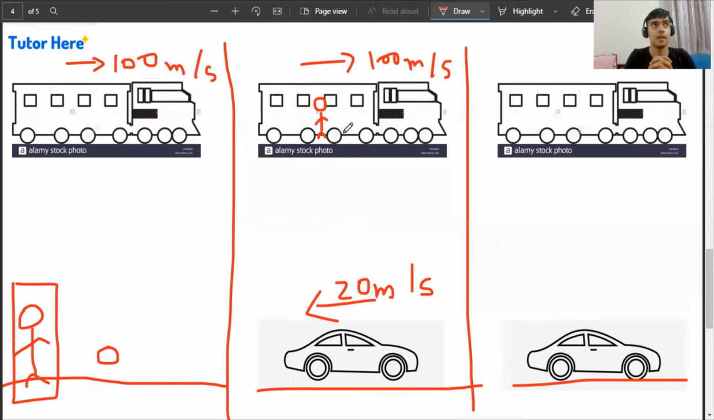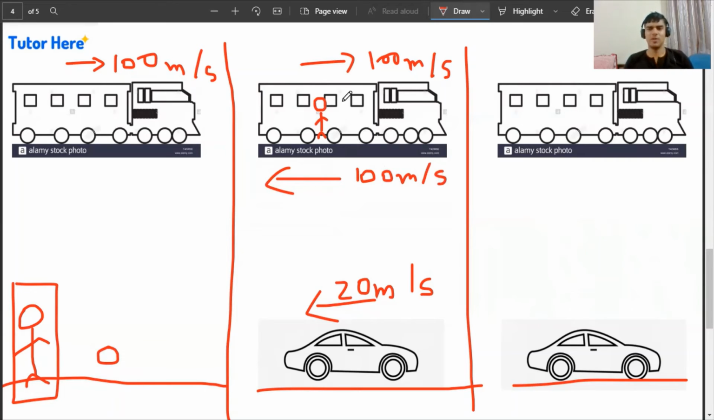If I'm in the train, it would appear as if the train for me is stationary. So it would appear that the ground is moving towards the left. At what velocity? At the velocity the train is moving. So that will be towards the left 100 meters per second. Because I'm in the train, for me, the train is stationary. So I see when I look out the window that the ground is moving backwards. At what speed? At 100 meters per second.